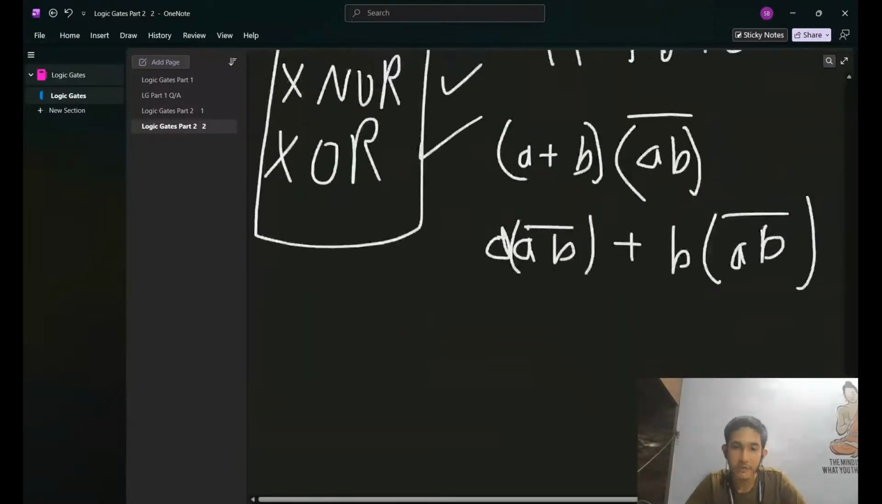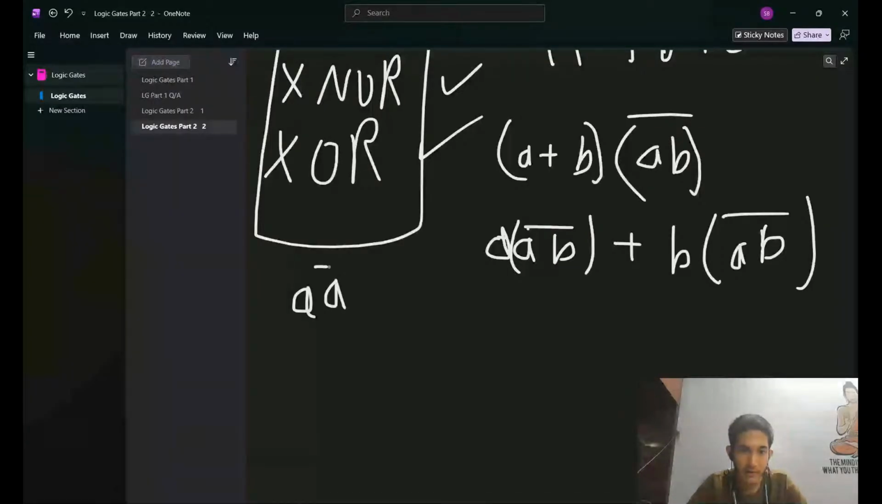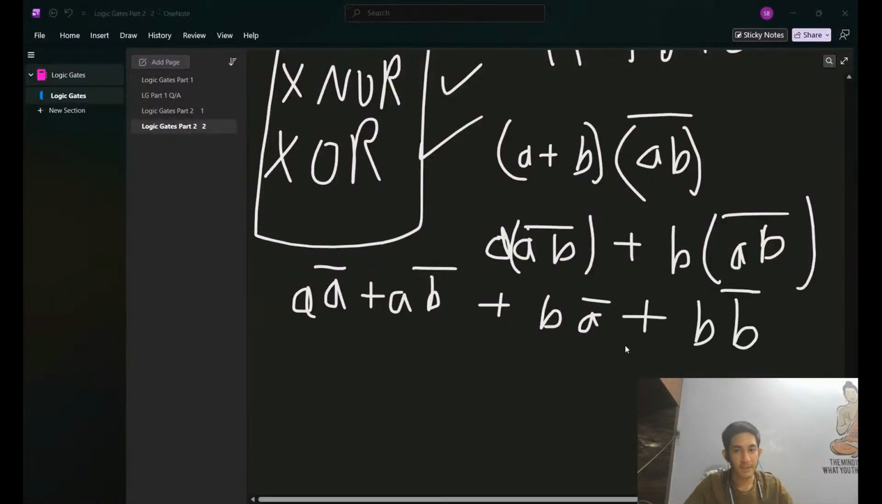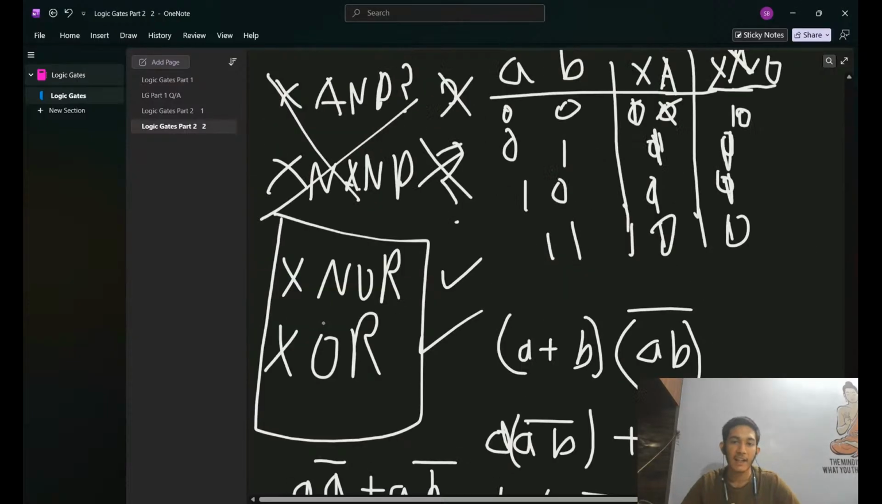Now we can use De Morgan's laws and expand this. We have A times A', remember, plus A times B'. Now we have A'B plus B times B'. Now I want to bring your attention to something here because these are some more new words which I've actually learned in school. I did not know this before. But let's take A and A'.